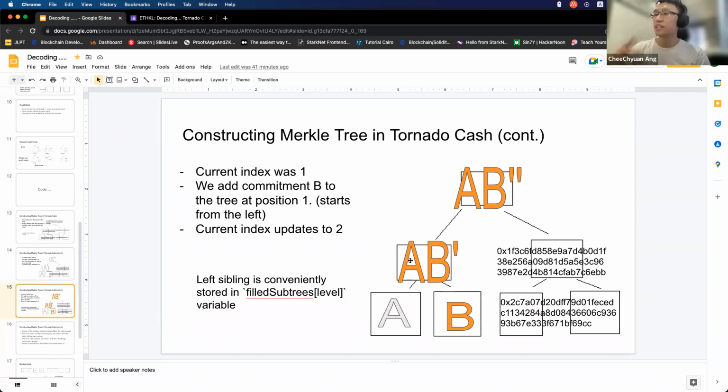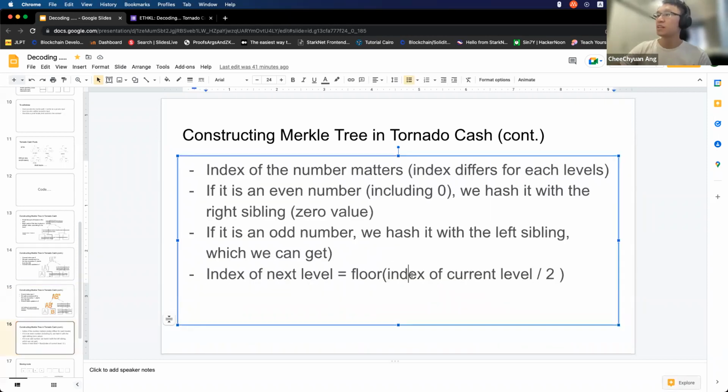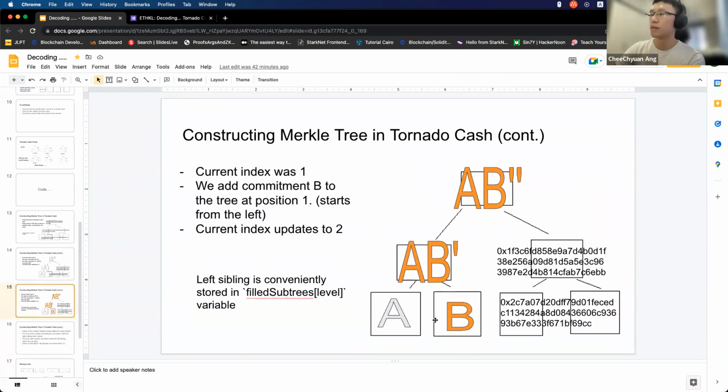As it moves up a level, the index needs to be changed. How is it going to be changed? It's basically the index of the current level divided by 2, and we floor it. So in this case, this one was 1, and if we divide by 2, it's going to be 0.5, but we floor it to make it 0. So now this one is the 0 index, and we know from our example, 0 index will be hashed against a 0 value at the current level.